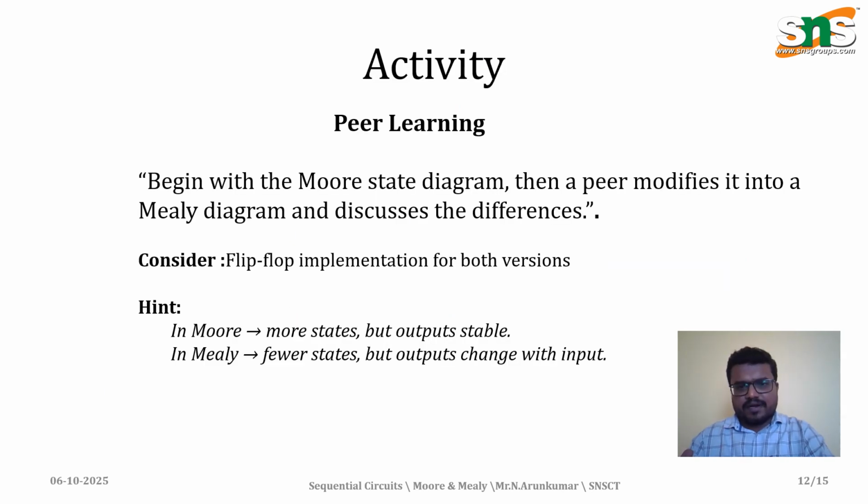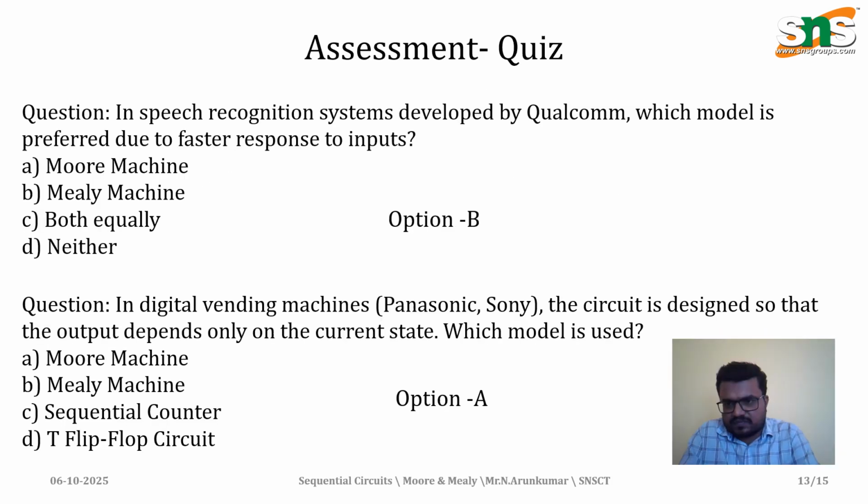Here peer learning is an activity. Begin with the Moore state diagram, then have your peer modify it into a Mealy diagram and discuss the differences. Consider the flip-flop implementation for both versions. The hint: Moore has more states but the output is stable. Mealy has fewer states but the output changes with the input.